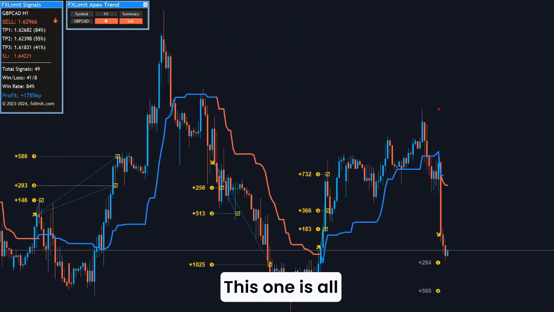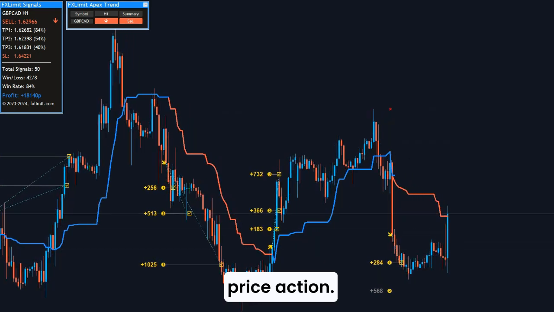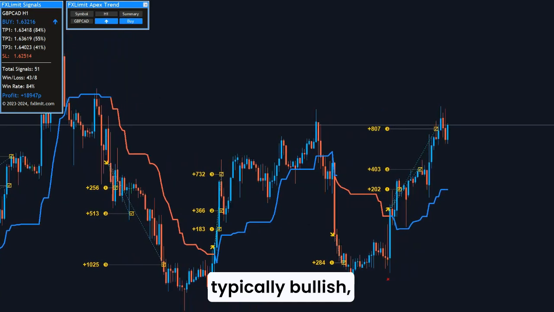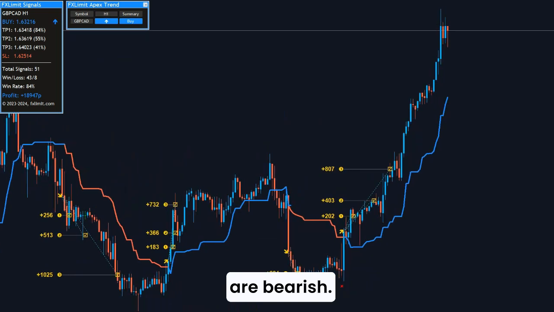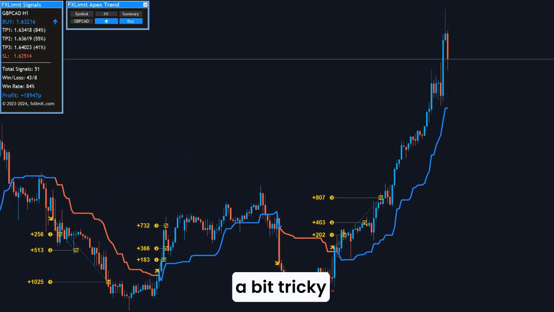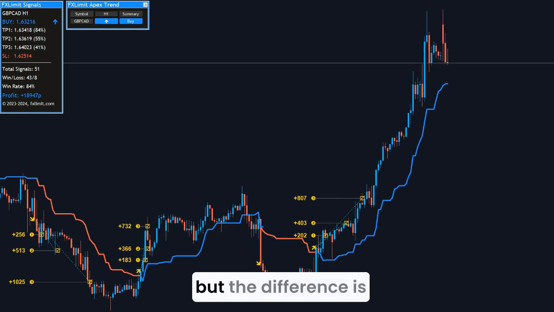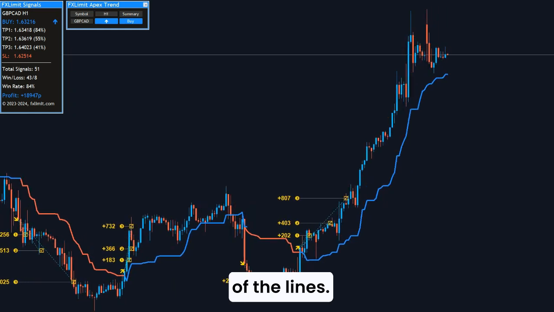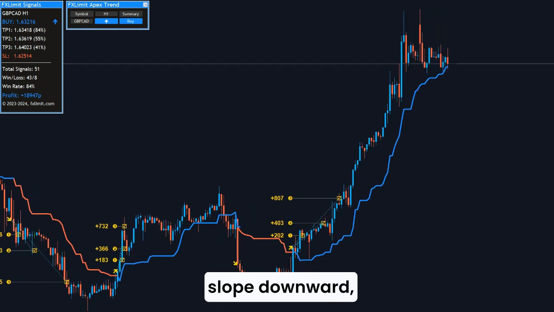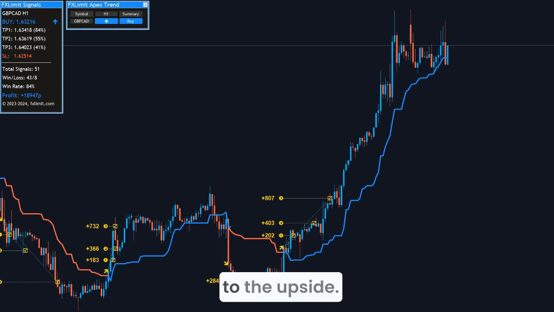And finally, the wedge pattern. This one is all about squeezing price action. Falling wedges are typically bullish, while rising wedges are bearish. What makes wedges a bit tricky is that they can look like triangles, but the difference is in the slope of the lines. Falling wedges slope downward, and the breakout usually happens to the upside.